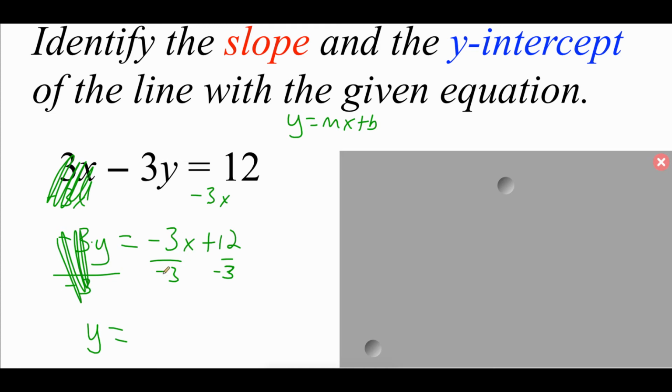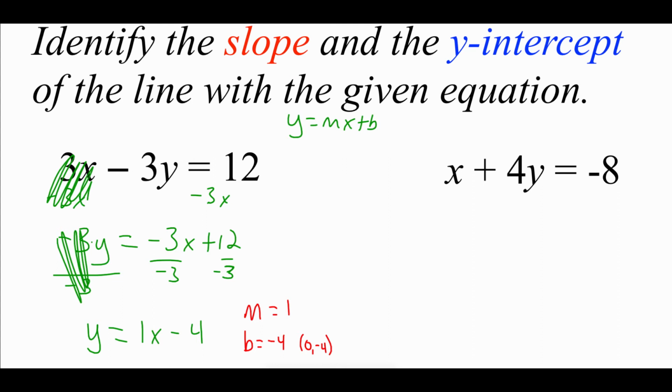On the right-hand side, when we take negative 3 divided by negative 3, we get 1x. And when I take 12 and divide it by negative 3, I get minus 4. Now, as I'm looking at identifying the slope and the y-intercept, to find the slope, we look for the number that's in front of the x. So here we have a 1. So the slope of this line is 1. For the y-intercept, we're going to look at the b value. The b value in this equation is negative 4, meaning that the y-intercept is at the point (0, negative 4).